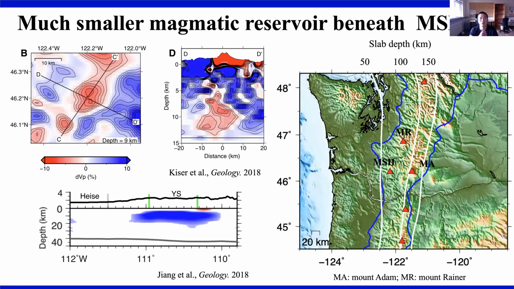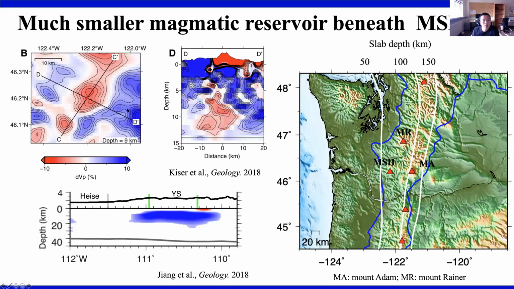Now let's move to Mount St. Helens, which is a much smaller magmatic reservoir. We can get a sense from tomographic models. I compare this to Yellowstone, which is what you just saw. Its lateral dimension is more than 100 kilometers or so.